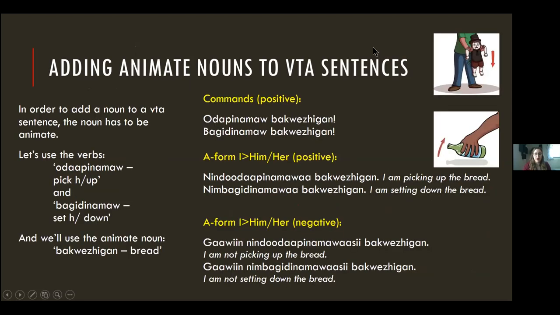Okay. So adding animate nouns to VTA sentences is very common to what we did with VTIs last time. So in order to add a noun to a VTA sentence, the noun has to be animate. Okay, VTAs go with animate nouns. So we're going to use two new verbs, similar to how we did with VTIs. We used odapanun and bagitanun. Now we're going to use odapanamal and bagitanamal.